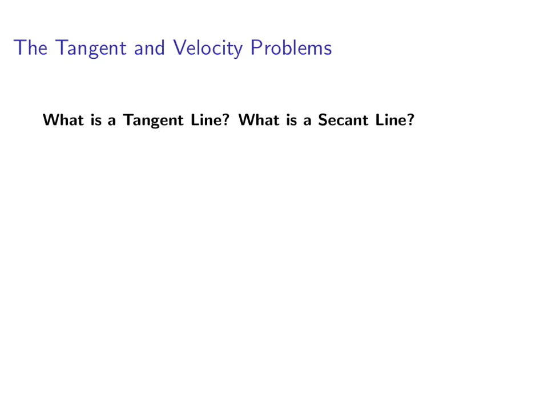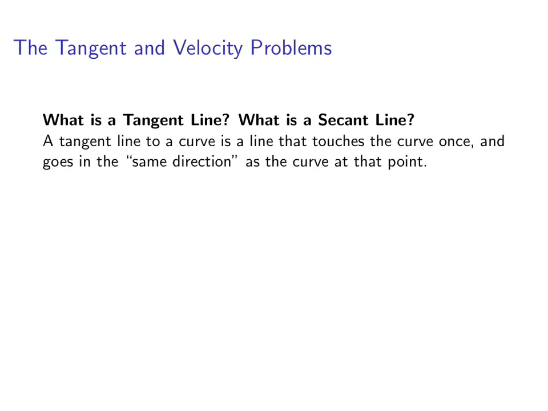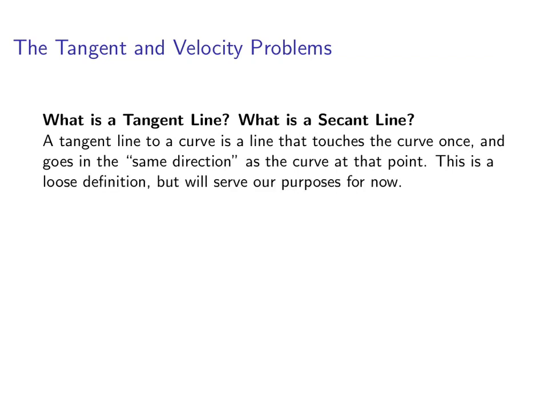Hello, calculus fans! So we'd like to talk about what is a tangent line, what is a secant line, what is the difference between the two, and how do we find them? So a tangent line to a curve, we'll just say it's a line that touches the curve once and then goes in the same direction as the curve at that point.